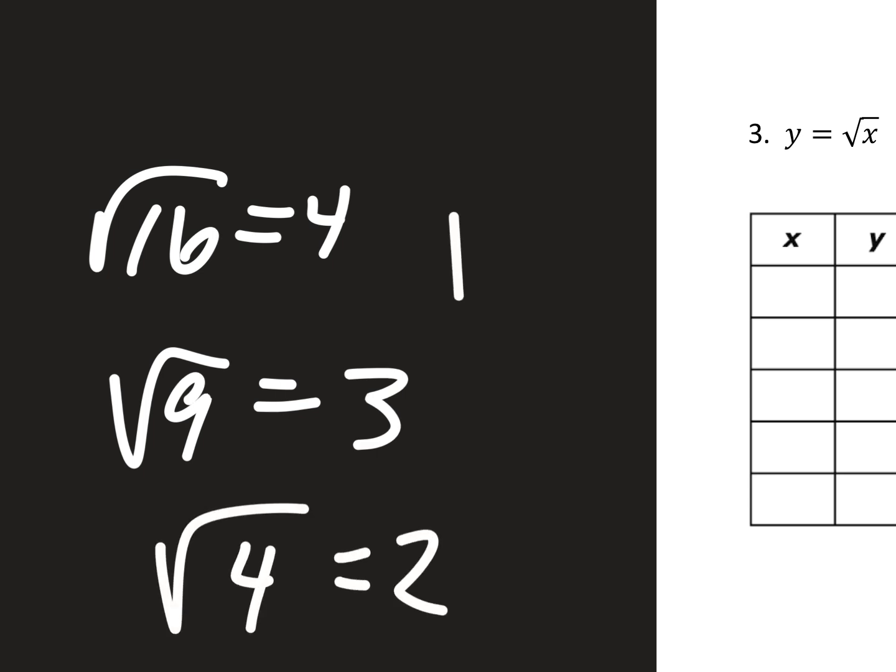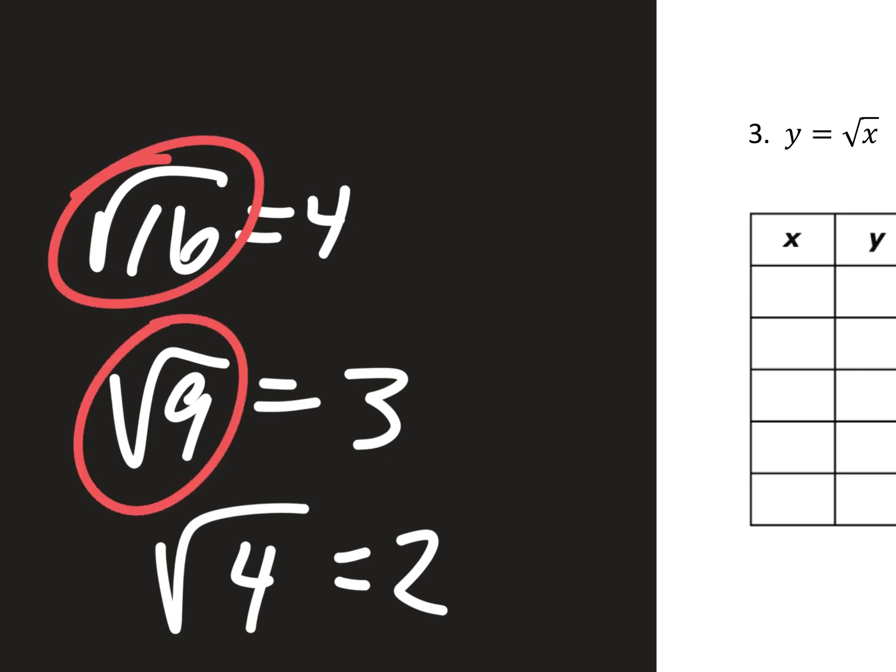Square root of 3, what's that? It's not a nice one, so don't use that one. It's some weird decimal, like 1.6 times 1.6 or something like that. So don't use weird ones. These are what's called perfect squares. So use numbers that work out nice.